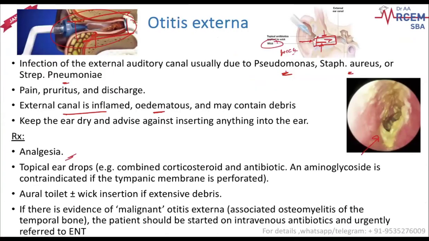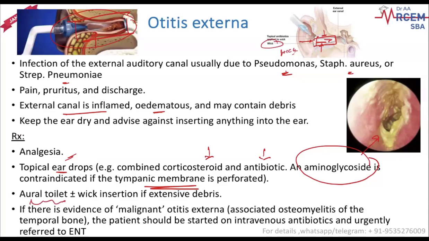If they have pain, provide analgesia. Topical ear drops are preferred. A combination of corticosteroids and antibiotics is given. Aminoglycosides, you need to be careful if you're using them in the ear drops. Make sure the patient doesn't have a tympanic membrane perforation before you give aminoglycosides, because it is ototoxic if it enters into the middle ear. So you need to make sure there is no perforated tympanic membrane before you prescribe or give them an ear drop which has an aminoglycoside.